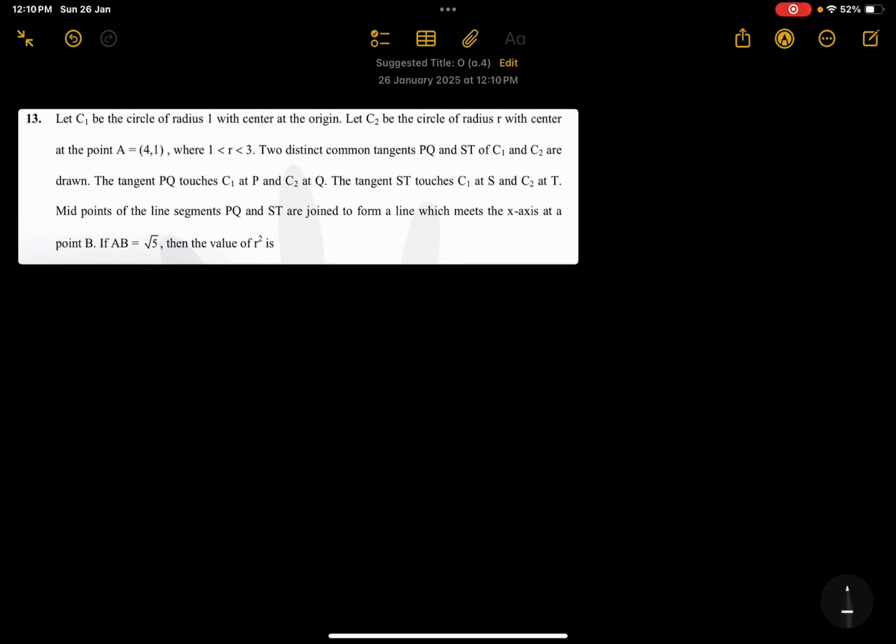This is a nice one, and I think this can be left for the second attempt. So we are given c1: x square plus y square is 1.